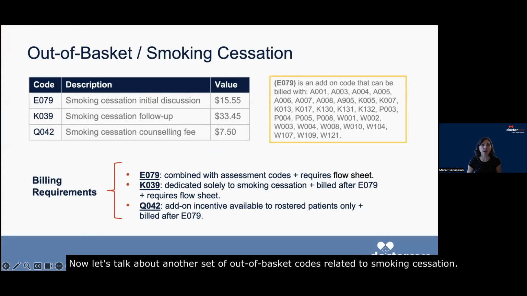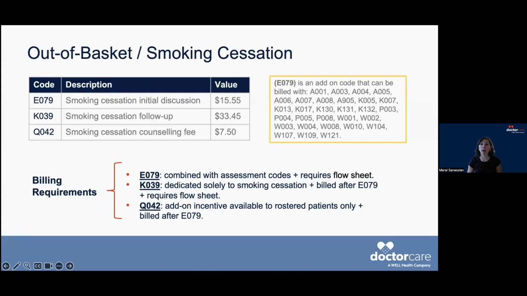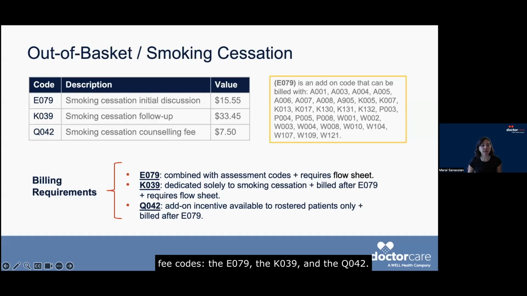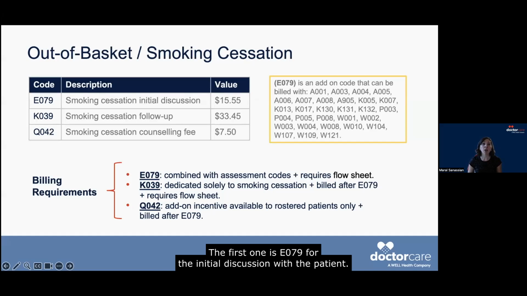Now, let's talk about another set of out-of-basket codes related to smoking cessation. When managing smoking cessation patients, physicians can bill for 3 incentive fee codes: the E079, the K039, and the Q042. The first one is E079 for the initial discussion with the patient. The E079 is an add-on code that is only eligible for payment when rendered with one of the following codes, such as the A001, the A003, the A004, etc.